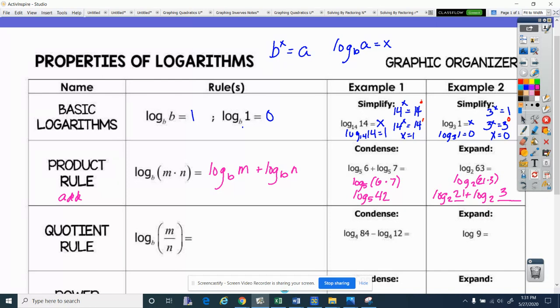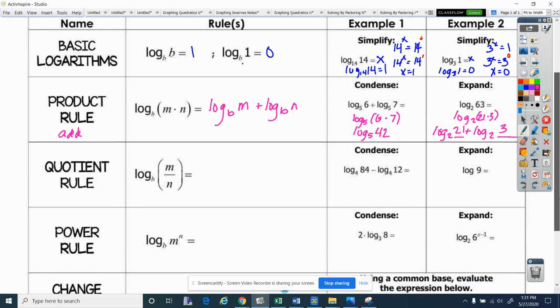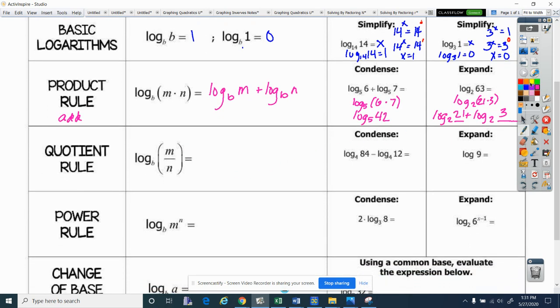All right, so my quotient rule, I'm just going to move this up just a little bit. All right, so my quotient rule here, now we're dividing, and when I'm looking at logs and I'm dividing inside my of part here, I'm going to subtract. All right, so the quotient goes with subtraction, so log base b of m divided by n expands to log base b of m minus log base b of n. All right, so here, let's condense log base 4 of 84 minus log base 4 of 12.